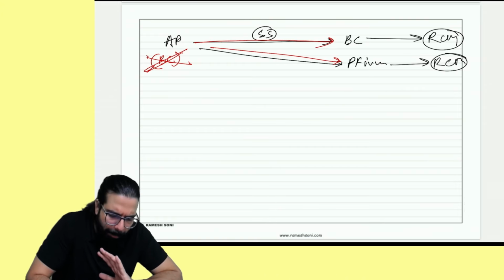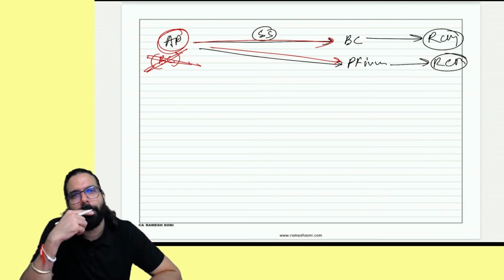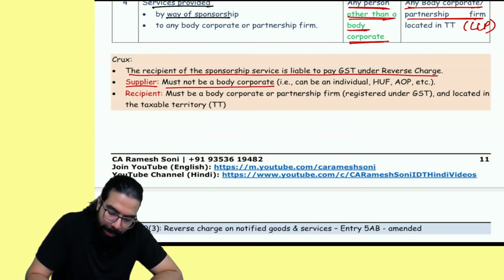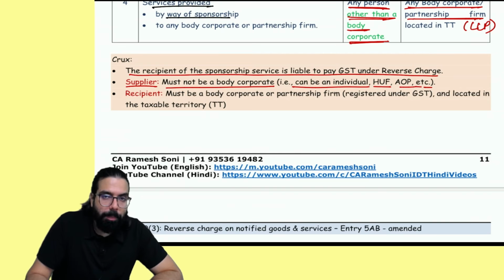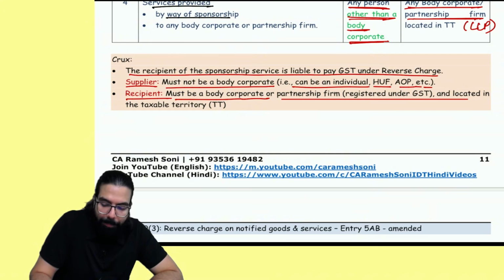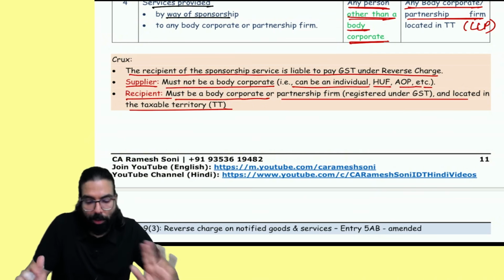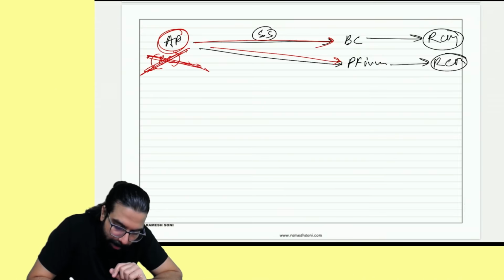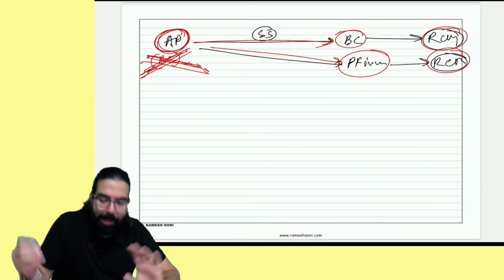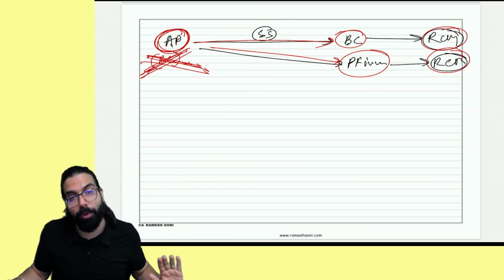It should be non-body corporate, means who can be there? Individual, partnership firm, LLP, anyone other than body corporate. Okay, sir? That is, can be individual, AOP, etc. Non-body corporate giving to body corporate, and recipient must be body corporate or partnership firm, and recipient should be located in taxable territory. That's all. So remember, non-body corporate, not a body corporate, supplying to a body corporate or partnership firm, only then RCM will come. Please be very careful in the exam.